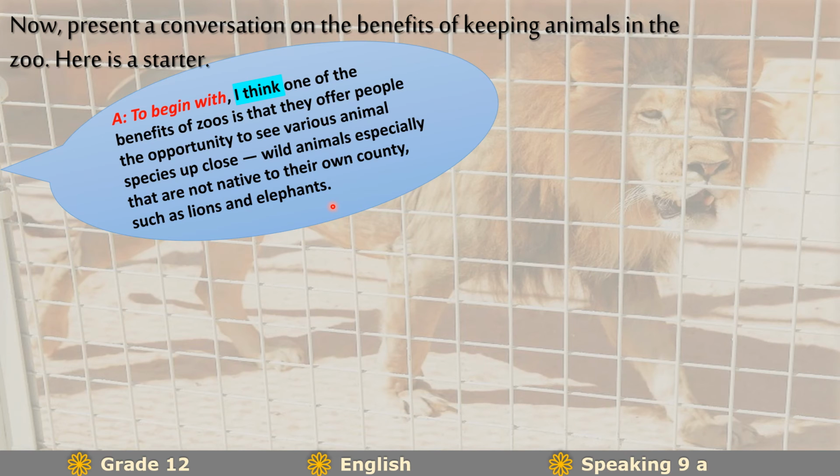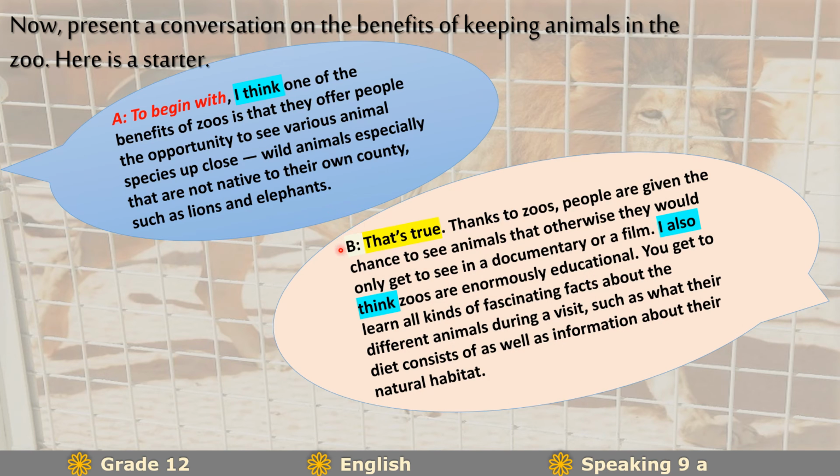Let's listen to speaker B. That's true. Thanks to zoos, people are given the chance to see animals that otherwise they would only get to see in a documentary or a film. I also think zoos are enormously educational. You get to learn all kinds of fascinating facts about the different animals during a visit, such as what their diet consists of, as well as information about their natural habitat.